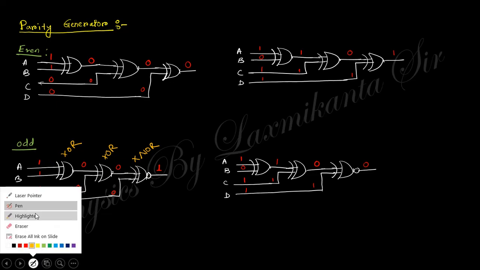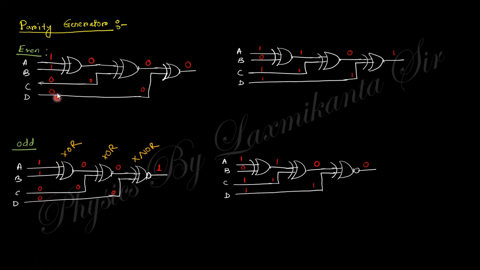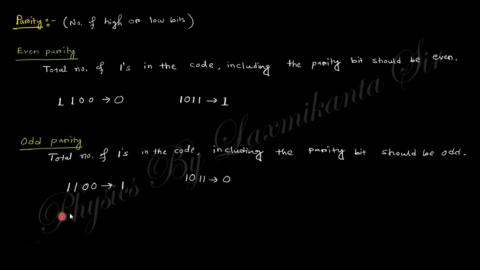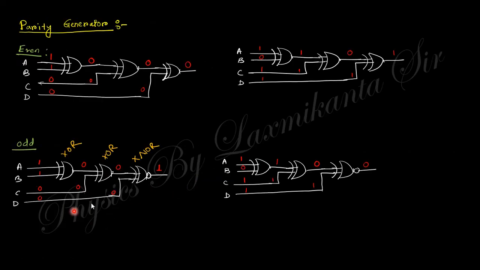You can see here, 1100, same example. This 11 gives you 0, this 00 gives you 0, and then the XNOR gives you 1. So you can see the odd parity is 1 for this one. Same thing for 1011, whose complement is 0. So by this circuit you can generate the parity.